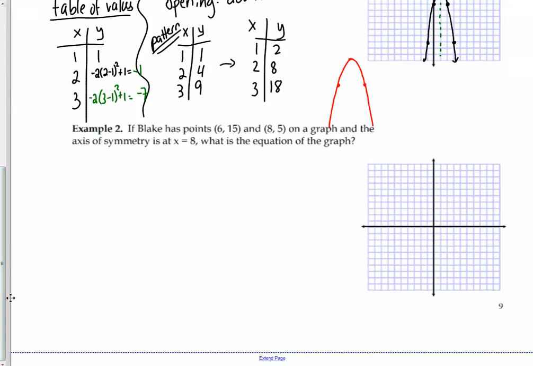Okay, let's get to the important stuff for today. If Blake has points 6 and 15 and 8 and 5 on the graph, let's plot those. So plot those 2 points.